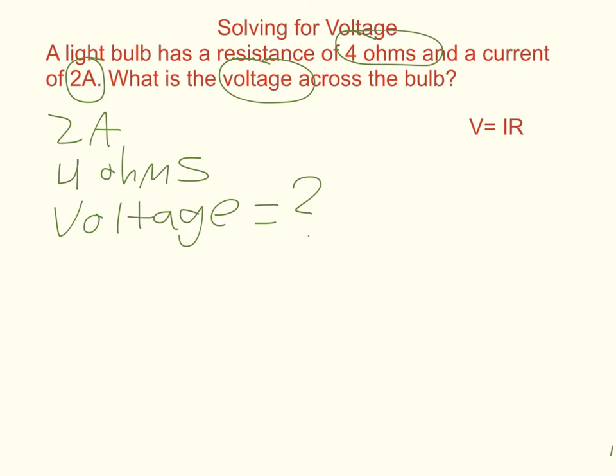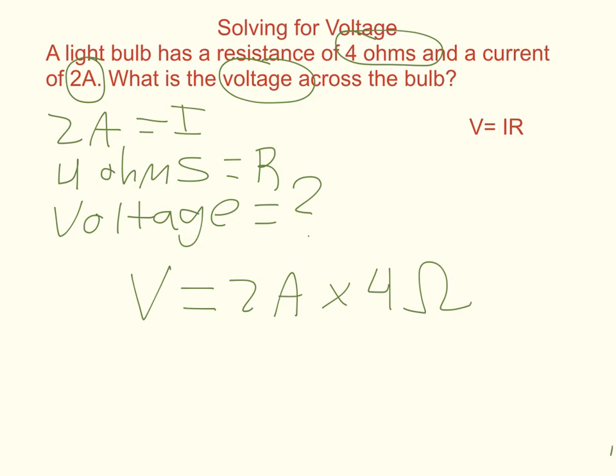Okay. So now what we need to do is go ahead and substitute. So we have, oh, you know what? We're not ready to substitute. We have to define what our variables are. So amps is equal to I, and ohms is equal to my resistance. So now I can substitute for voltage is equal to 2 amps times 4 ohms, which gives me 8 volts.